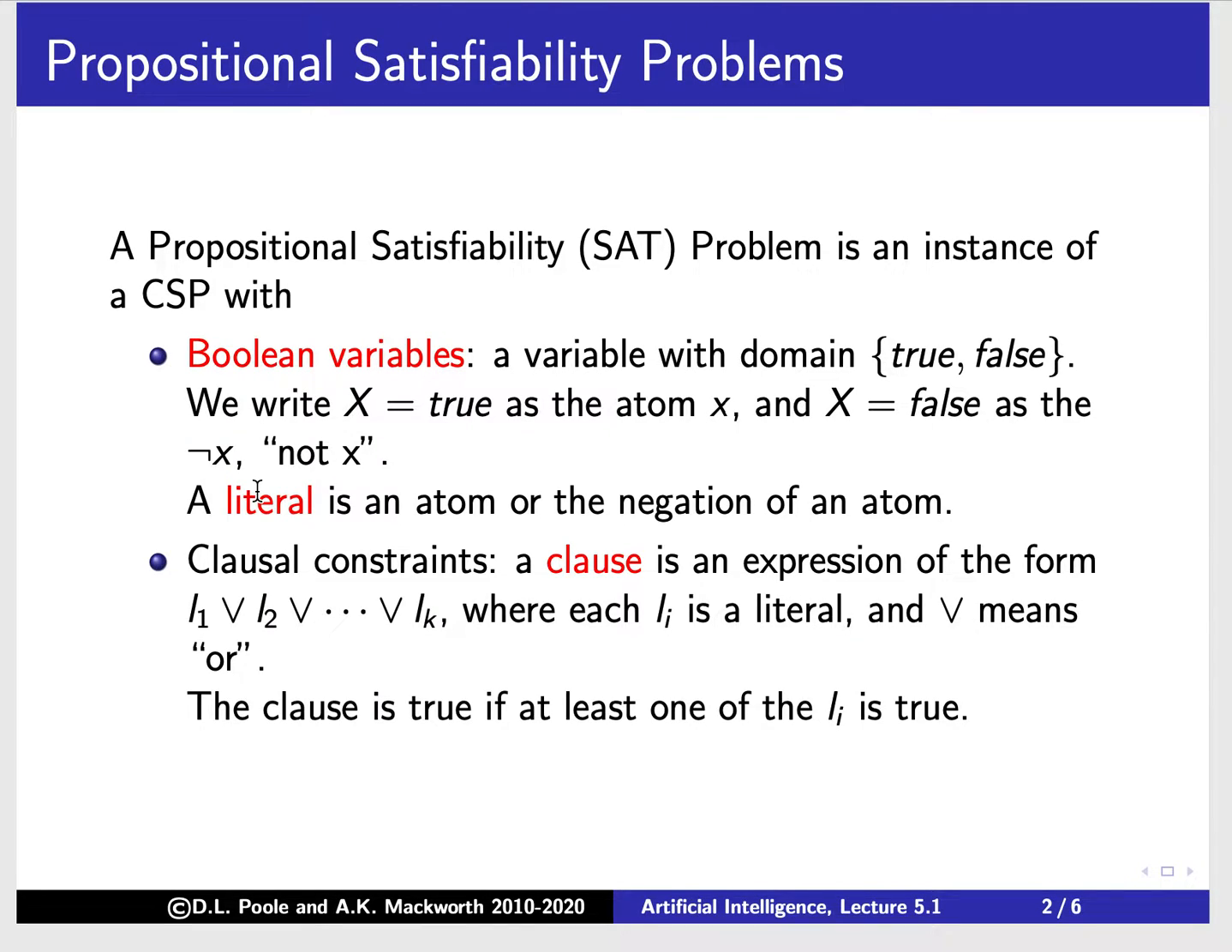Then we've got these clausal constraints. A clause is an expression of the form L1 or L2 or ... or Lk, where each Li is a literal and that symbol means or. So this clause is true if at least one of the Li is true. It's only false if they're all false. Now we want to find an assignment that satisfies all the constraints, that makes all of them true. It's the same definition we saw before of satisfying constraints.